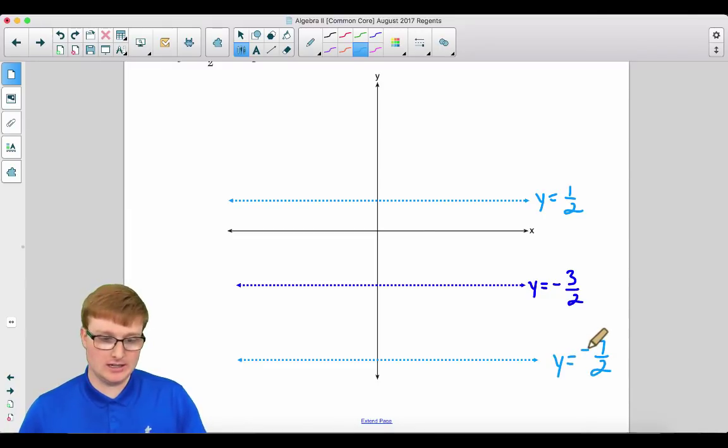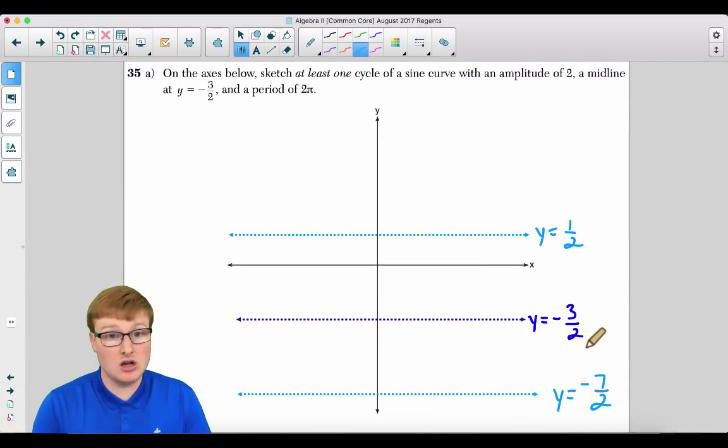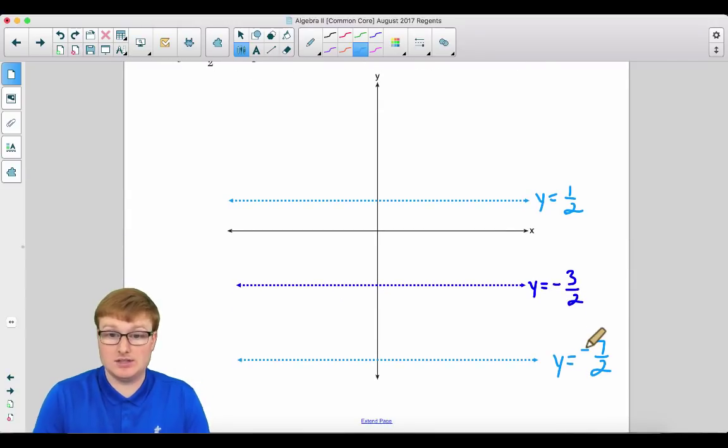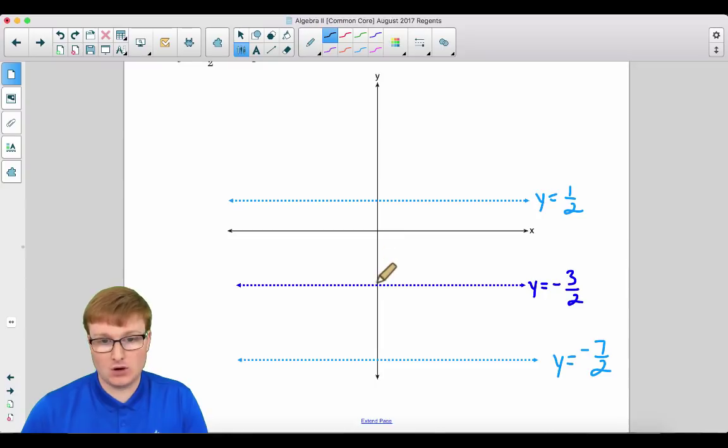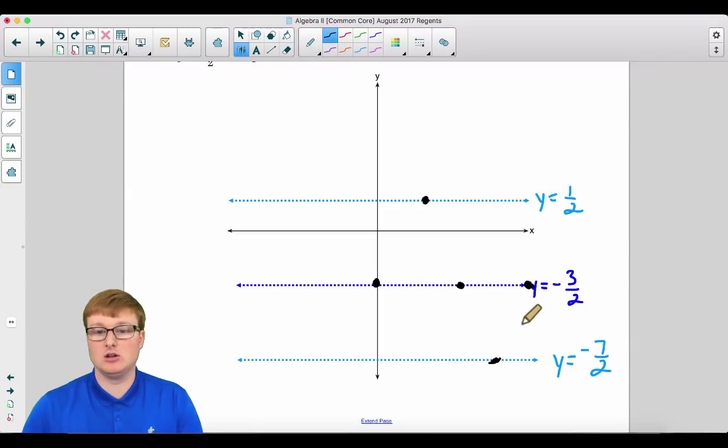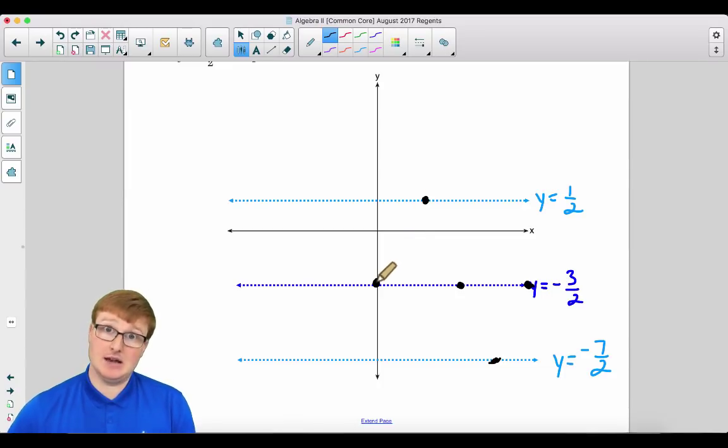So far, so good. Now it's asking you to sketch, with a period of 2 pi, at least one cycle of the sine curve. So one full cycle. That means you're going from -3/2, the line y equals -3/2. You're starting at this point. You're going up to y equals 1/2. You're coming back down, going down one more time, and you're coming back up to the line y equals -3/2. So this is how it's going to go.